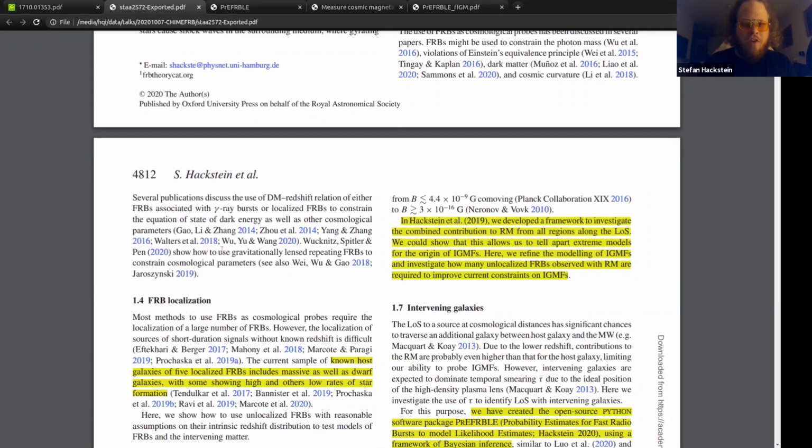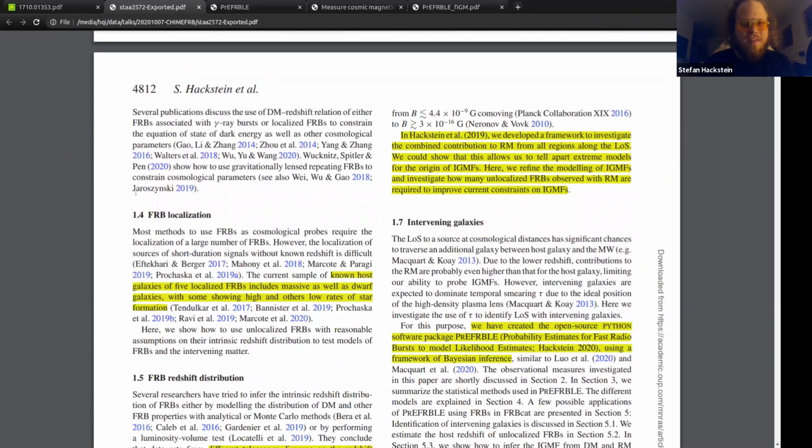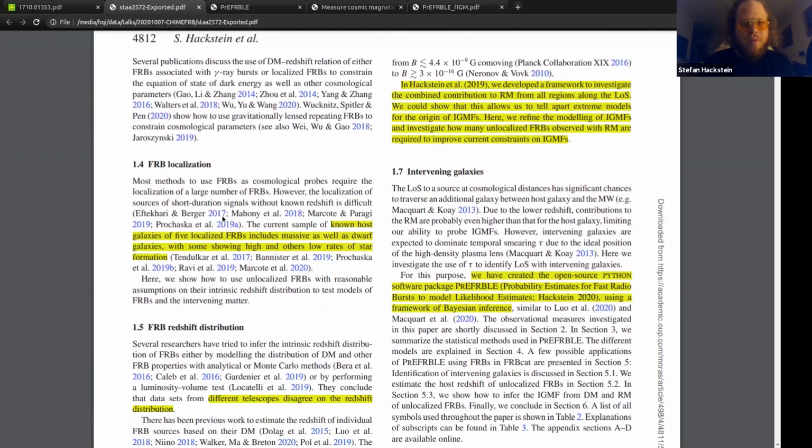FRBs are great cosmological probes. I don't need to convince you about this. So we have so far localized a few fast radio bursts, and we see that they can reside in dwarf galaxies, but also in supermassive ones. They can reside in starbursting galaxies, but also ones with a very old stellar population. So basically, we cannot simply pick a particular model of a host galaxy, but we need to take a whole ensemble of all possible galaxies out there, and this is what we do in this paper.